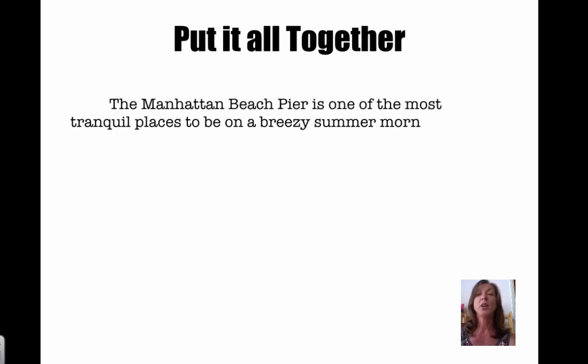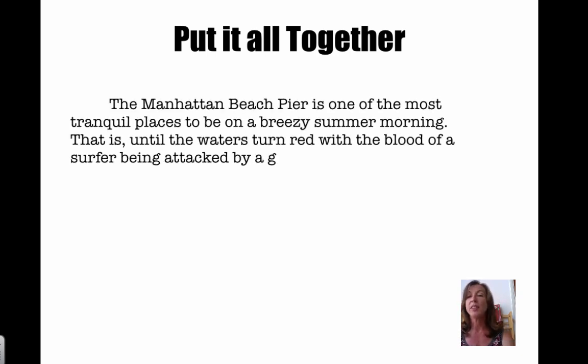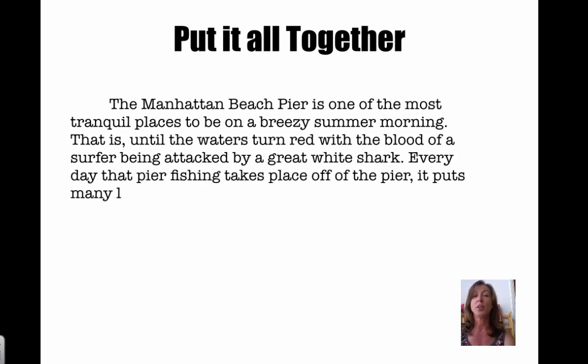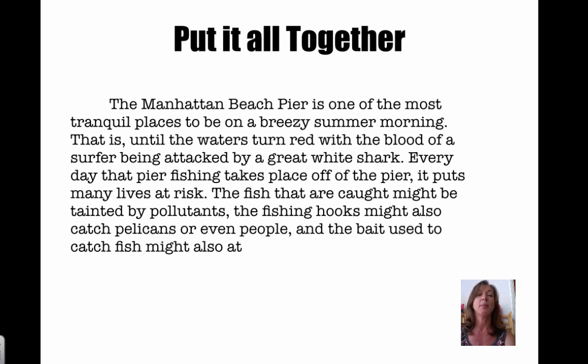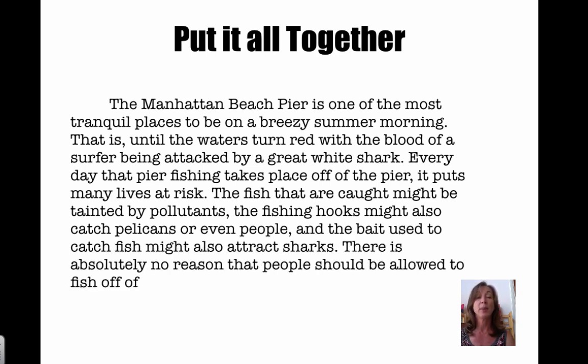The Manhattan Beach Pier is one of the most tranquil places to be on a breezy summer morning. That is, until the waters turn red with the blood of a surfer being attacked by a great white shark. Every day that pier fishing takes place off of the pier, it puts many lives at risk. The fish that are caught might be tainted by pollutants. The fishing hooks might also catch pelicans or even people, and the bait used to catch fish might also attract sharks. There is absolutely no reason that people should be allowed to fish off of Manhattan Beach Pier. That pretty much says what I'm going to tell you, and I'm very strong about what I'm trying to say.